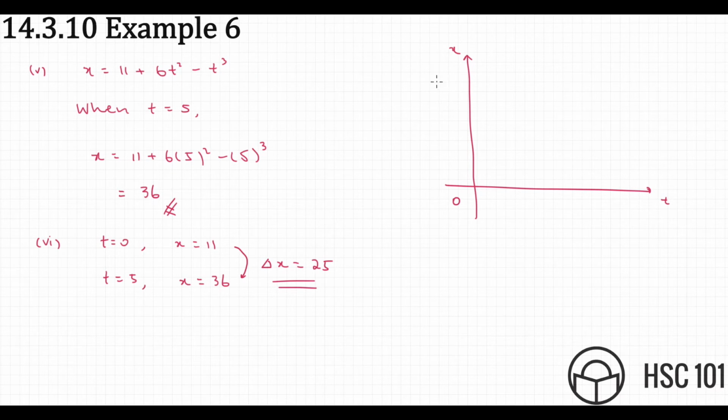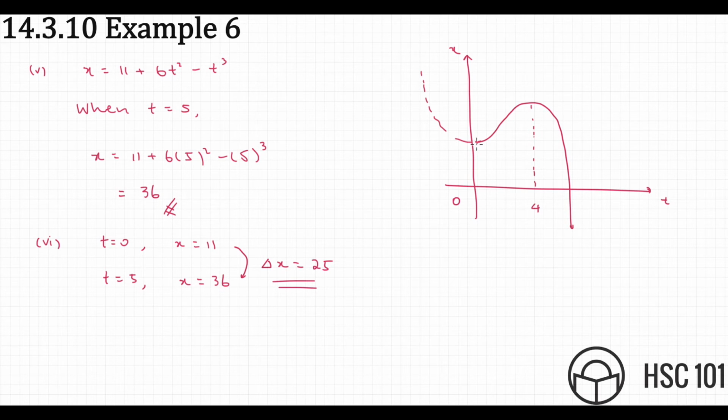This is a negative cubic, and you've got a stationary point at t equals 0 and at t equals 4. Okay, how do I know that? Because in the previous part of the question, we found when x dot is equal to 0. x dot is equal to 0 when t equals 0, and x dot is equal to 0 when t equals 4.